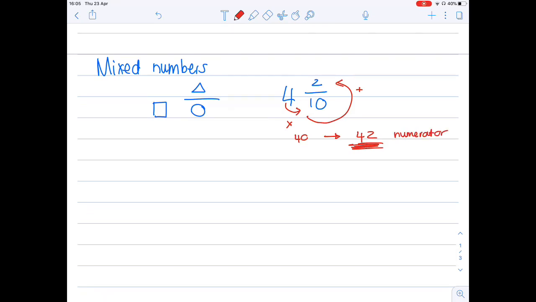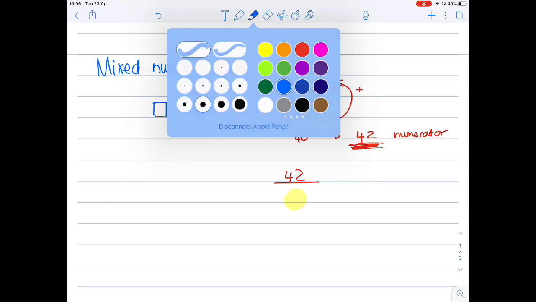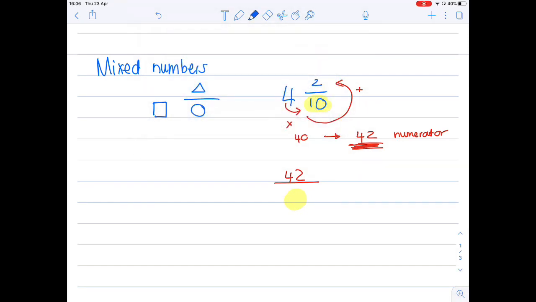A numerator is a number that goes on top of a fraction. So it needs to be 42 over something. Remember what I told you a minute or two ago: the denominator you start with is the one you need to end with. So if you started with 10, you must end off with 10. So 42 over 10. Now, immediately you'll notice this is top heavy, so I've done my job.